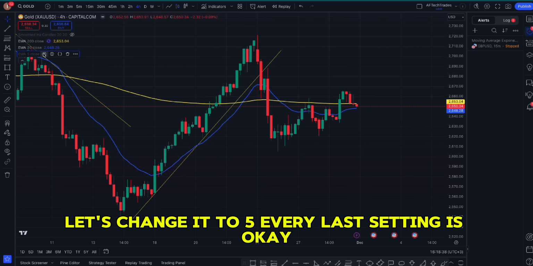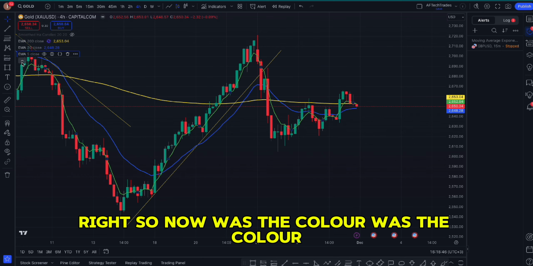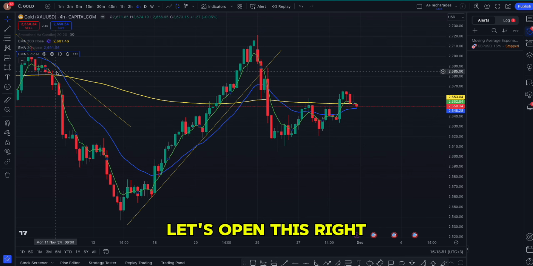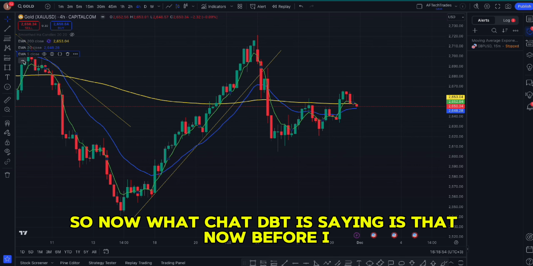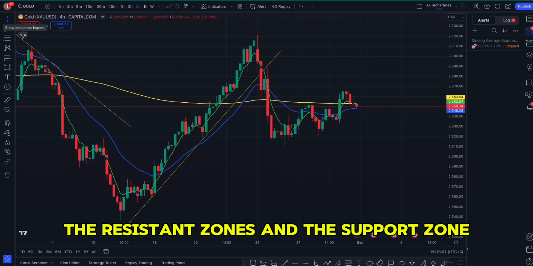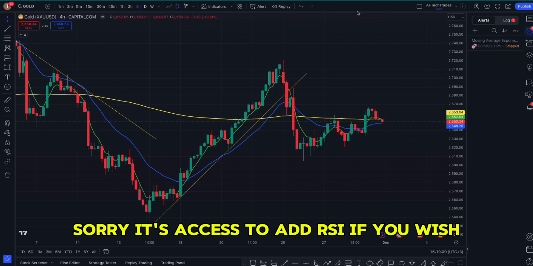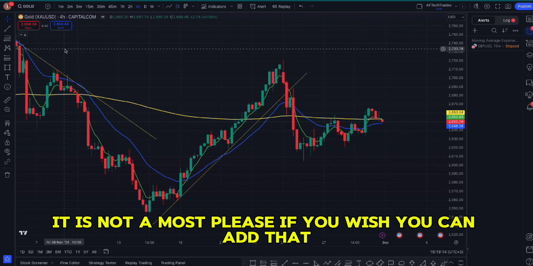So now what's the color? Let's open this. Now what ChatGPT is saying is that before we go further, let's mark out the zones, the resistance zones and the support zones. ChatGPT also asks us to add RSI if you wish. It is not a must, please. If you wish, you can add that. So now let's mark out our support zones and our resistance zones.